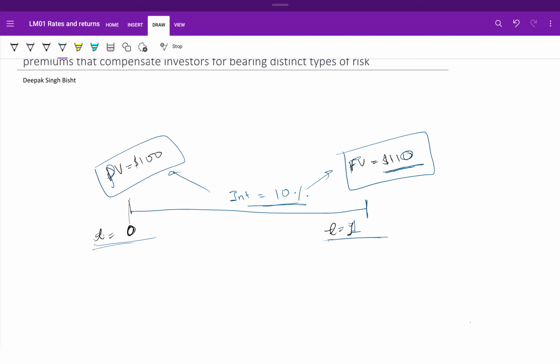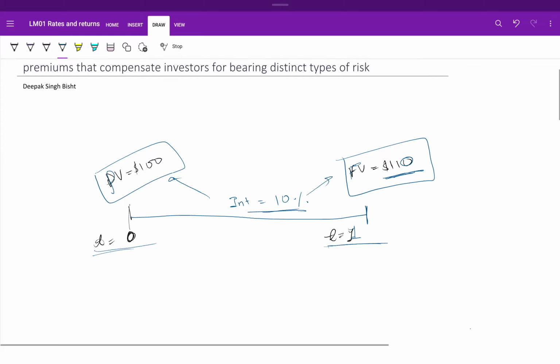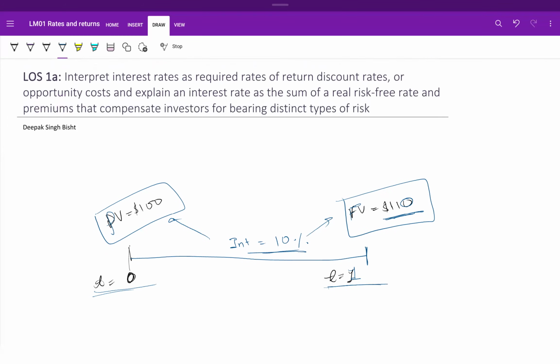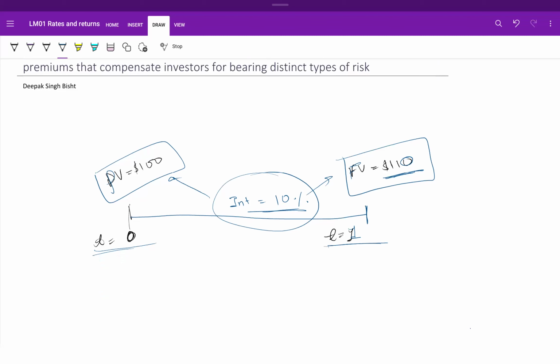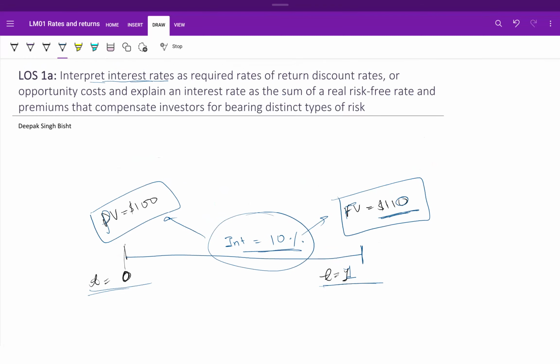So we will cover the meaning and interpretation of interest rate and learn how to calculate, interpret, and compare different return measurements. So, as per the LOS, interpret interest rates as required rate of return, discount rates, or opportunity cost. So, we have talked about interest rates here. This is the main purpose of interest rate, and there is a very wide scope where it's used in multiple ways. So we will talk about the scope now. I hope this much is clear to you.